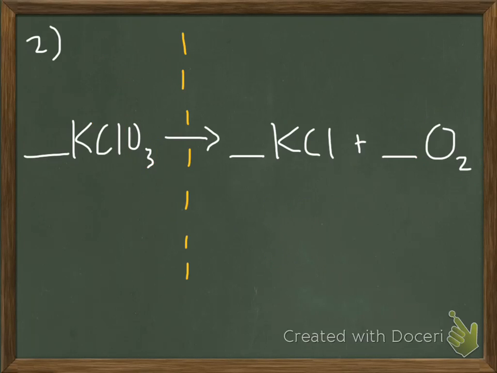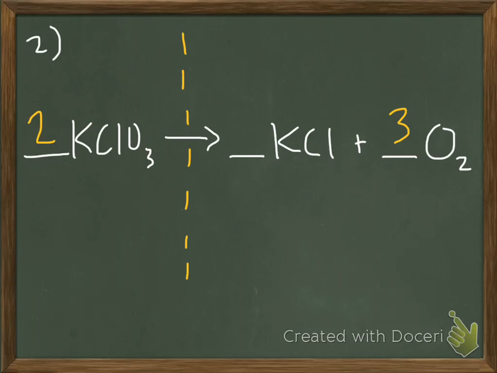So on the left side we can put a 2. 2 times 3 equals 6. On the right side we can put a 3. 3 times 2 equals 6. So I have 6 oxygens on both sides. So now my oxygens are balanced.